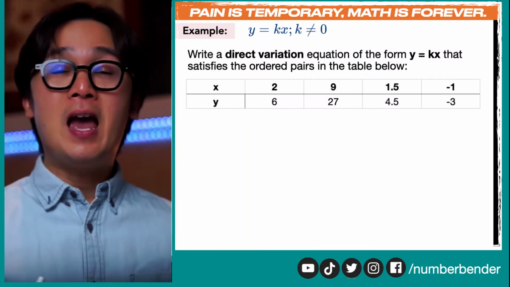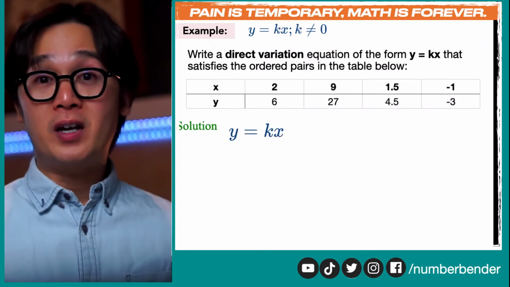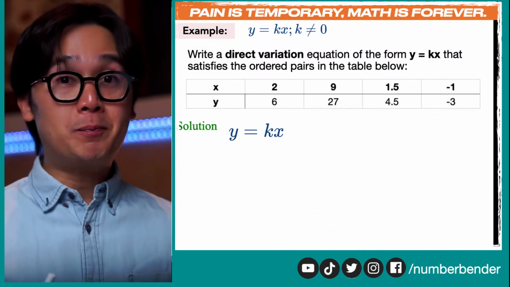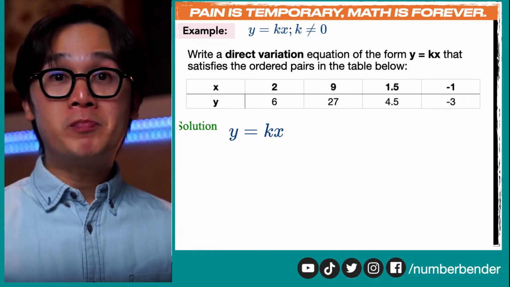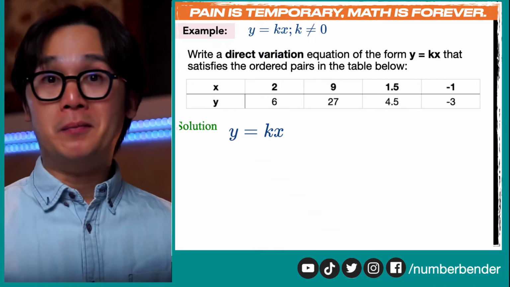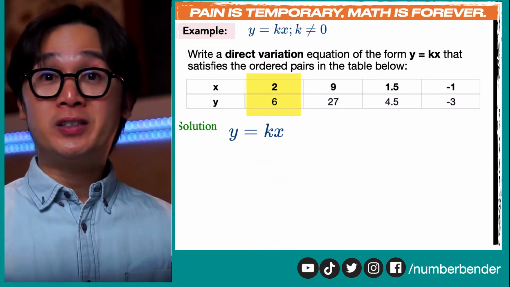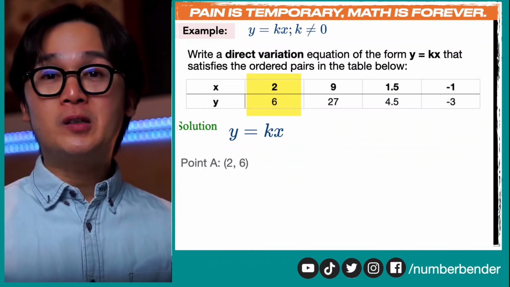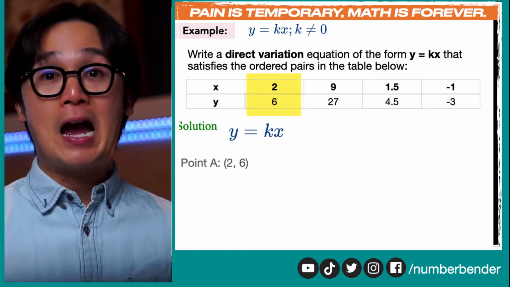So let's see how we're going to approach this problem. First, let's use the formula y is equal to kx because it says there that the relationship of these ordered pairs is a direct variation. All you need to do now is to choose which point to work on for this particular problem. And in this case, I will just use the first set of ordered pair, which is 2, 6. So our input is 2 and our output is 6. So we are going to be using this so we can find the constant variation k in our equation.